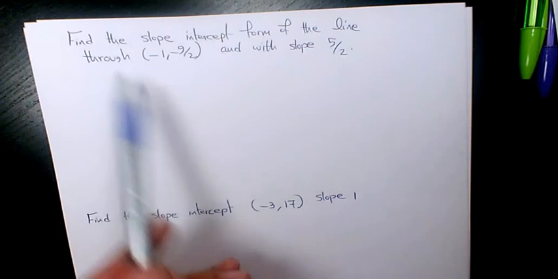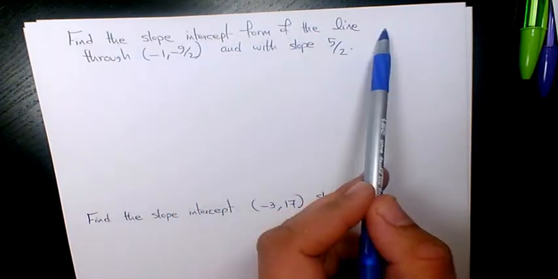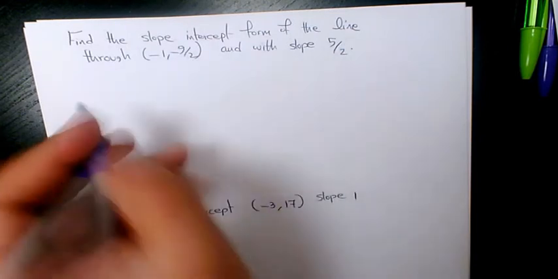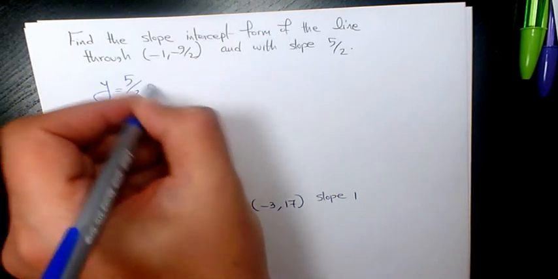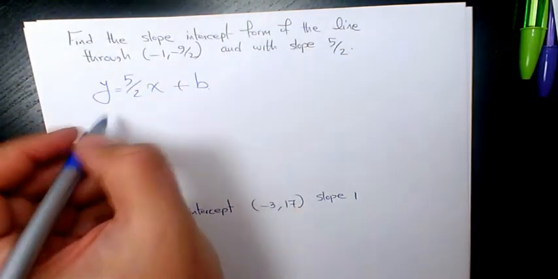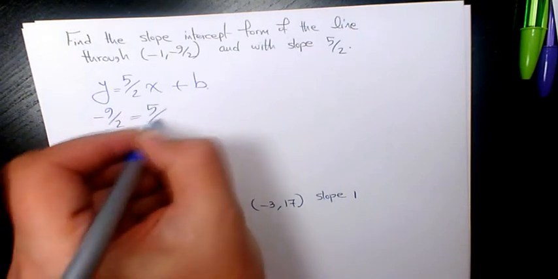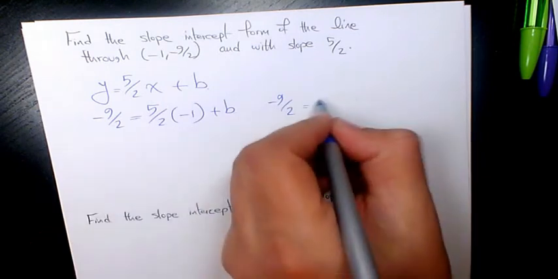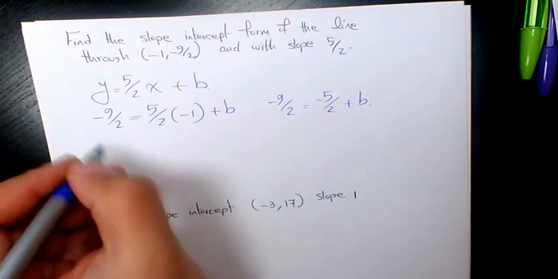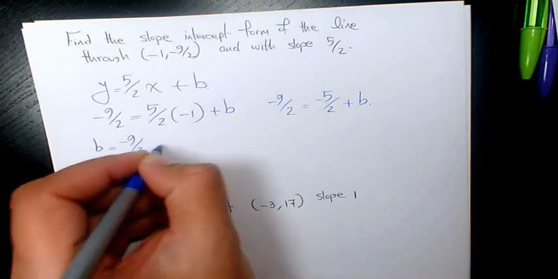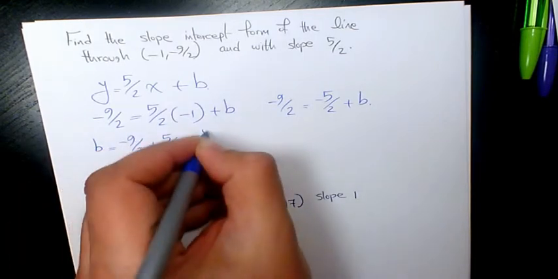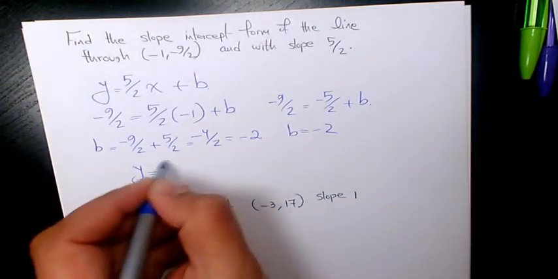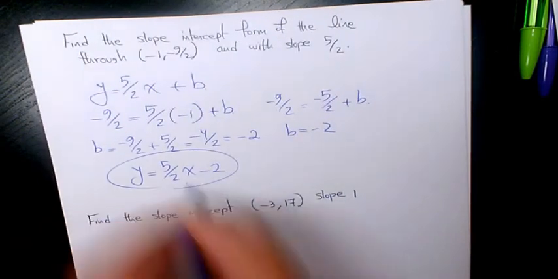Now in this example, same thing. It says find the slope-intercept form of the line passing through negative 1 and negative 9 over 2, and the slope is 5 over 2. So we have y equals 5 over 2x plus b. We sub the numbers, so negative 9 over 2 equals 5 over 2 times negative 1 plus b. So we have negative 9 over 2 equals negative 5 over 2 plus b. So b equals negative 9 over 2 plus 5 over 2, negative 4 over 2, negative 2. So b is negative 2, and y will be 5 over 2x minus 2. That's going to be the final answer.